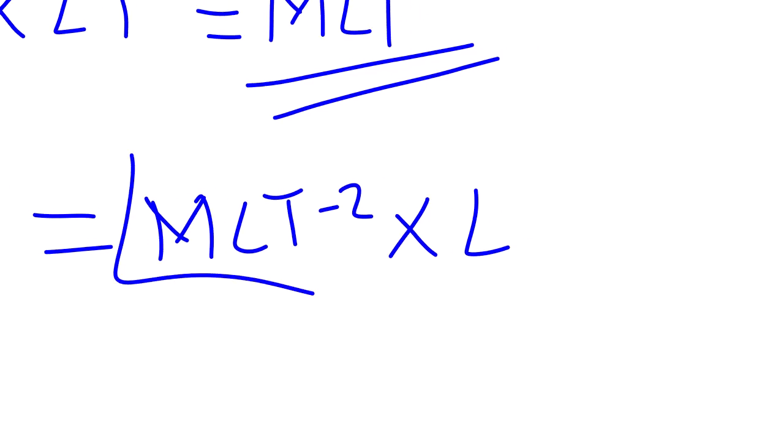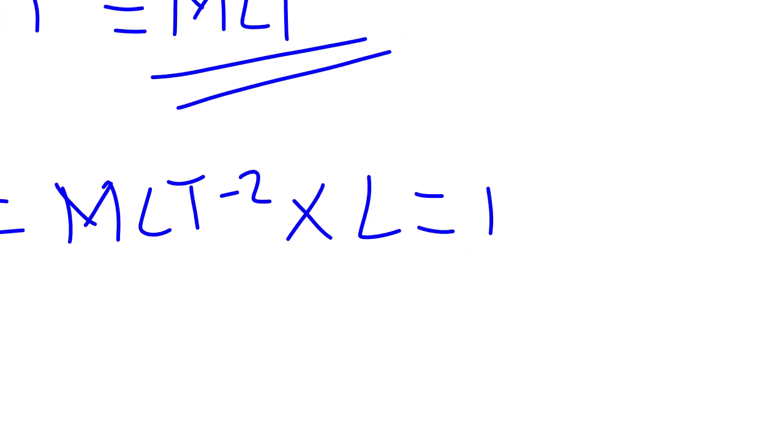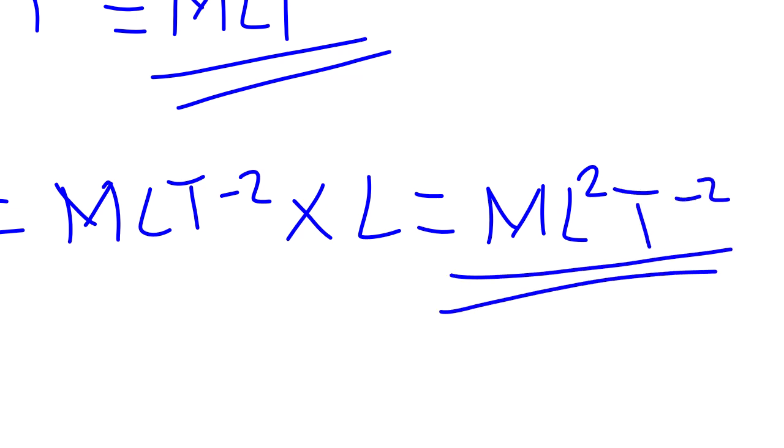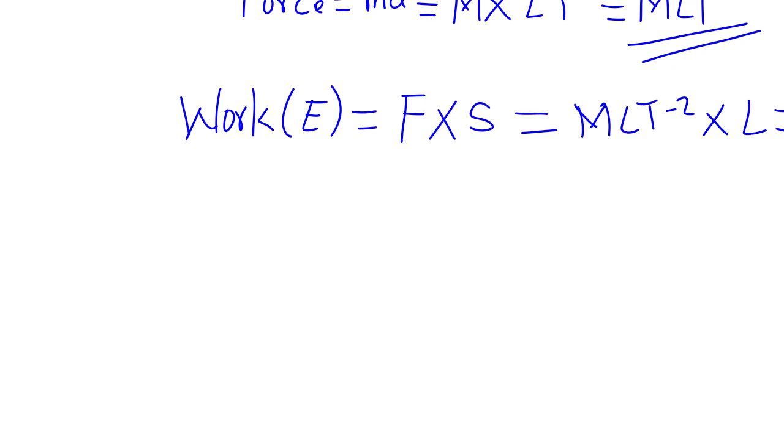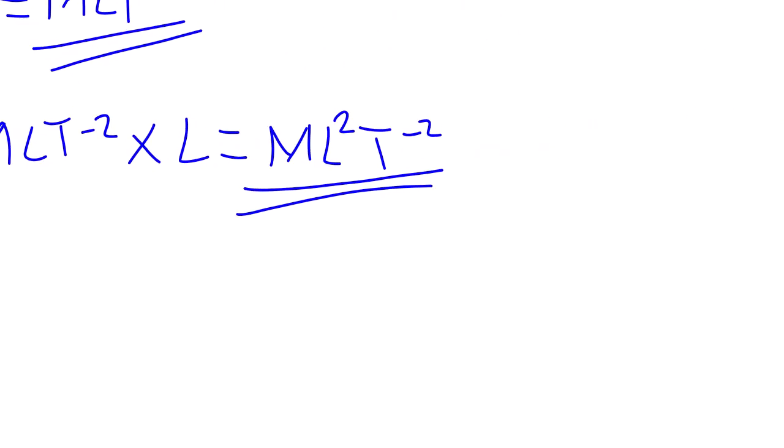So now you have all these, just multiply everything. If you know your indices very well, just understand that there's an L here and an L here. You just say it is equal to m, then L raised to the power of 2, because you have 2 L's, then t raised to the power of minus 2. This is the dimension of work.